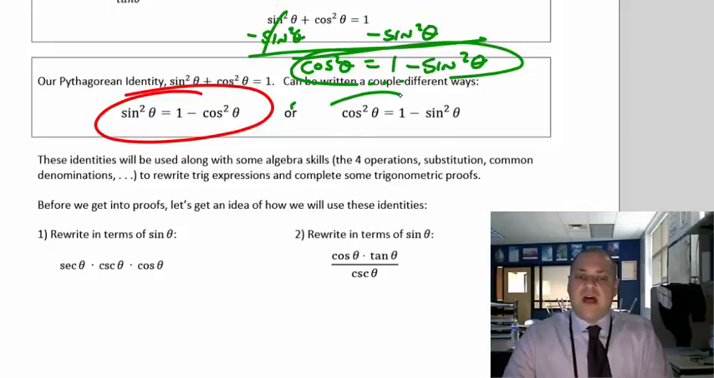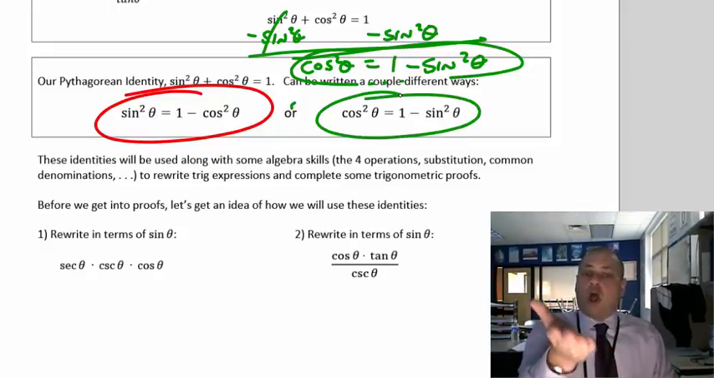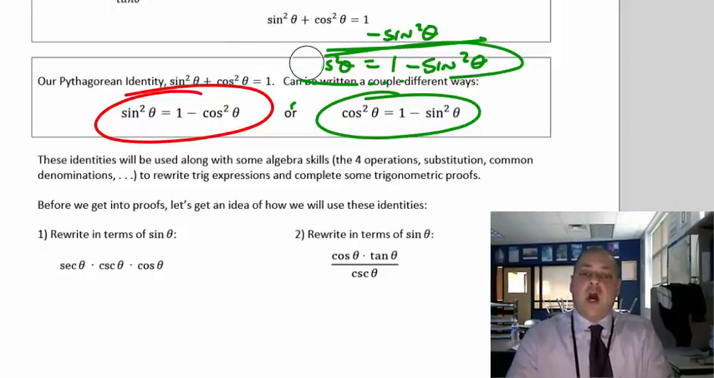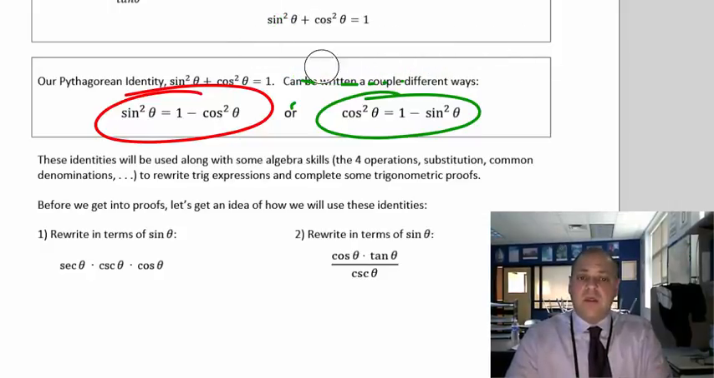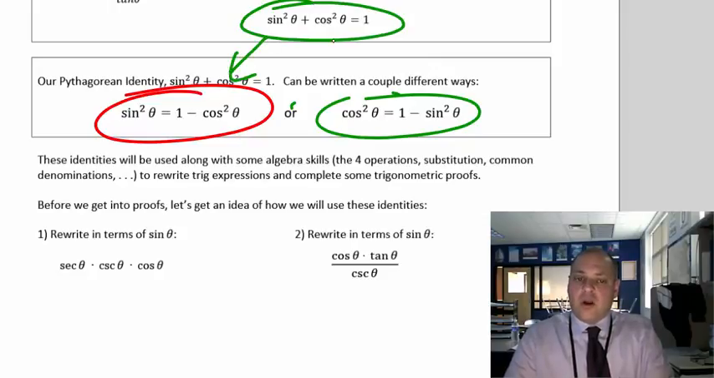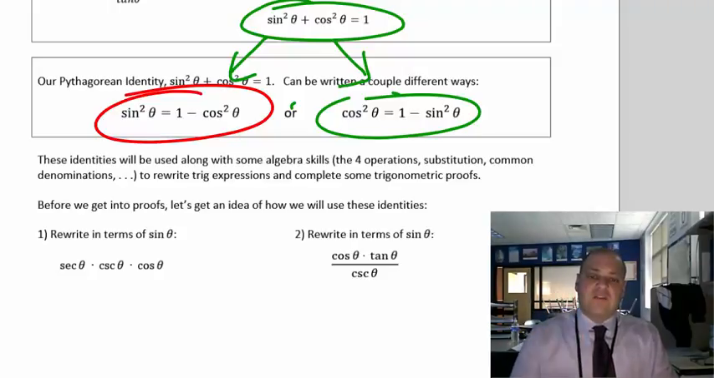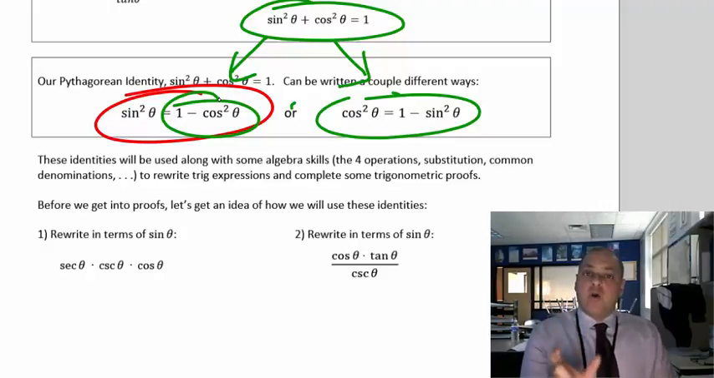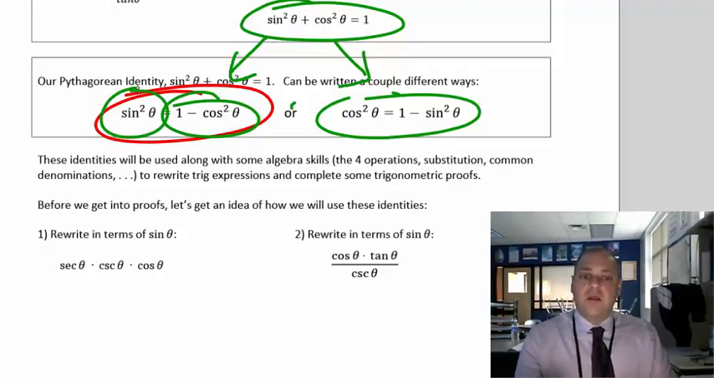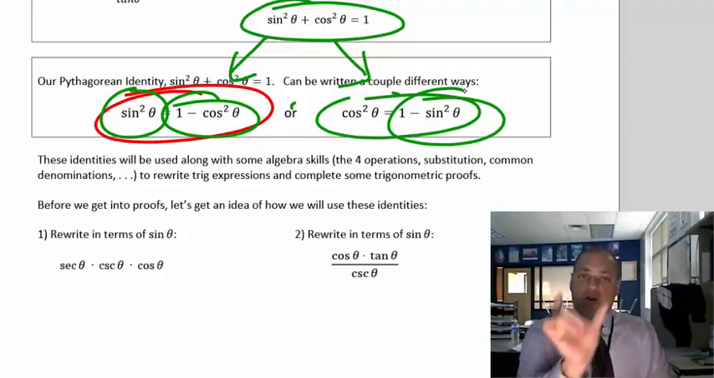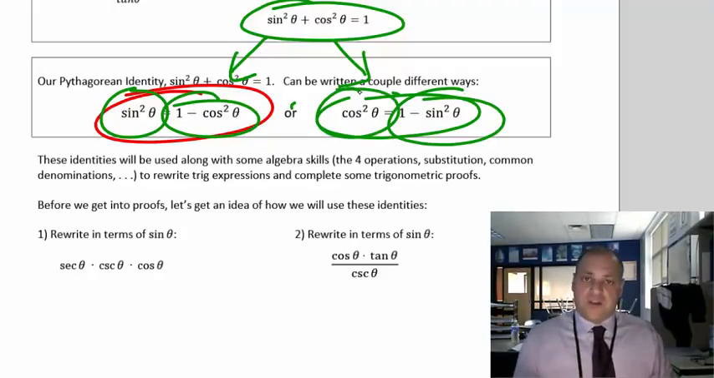So I actually have 3 trig identities, but they all come from the same identity. They come from the Pythagorean theorem. Okay, so the Pythagorean theorem gives me this, and that can go to that, or it can go to that. 3 different things. If you see sine squared plus cosine squared, you're going to replace it with 1. If you see 1 minus cosine squared, you're going to take that out and replace it with sine squared. If you see 1 minus sine squared, you're going to take it out and replace it with cosine squared. That's what we're going to be doing in these trig proofs.